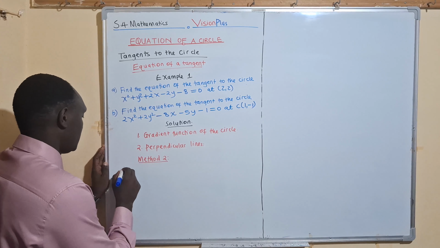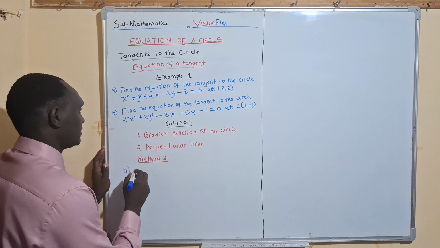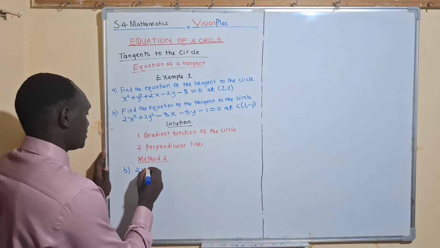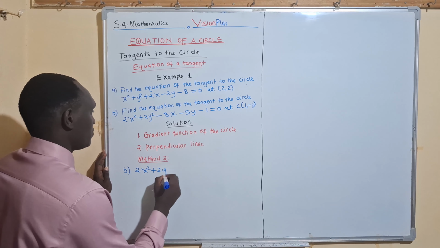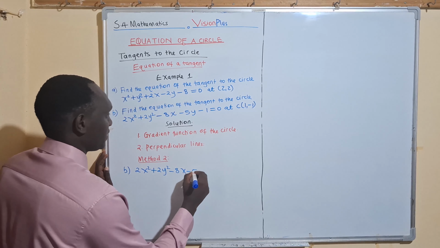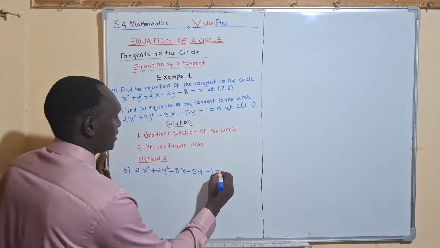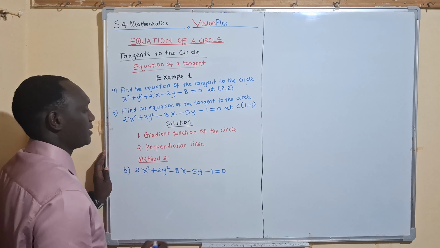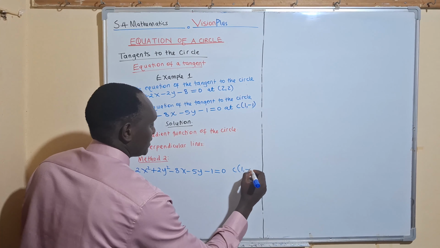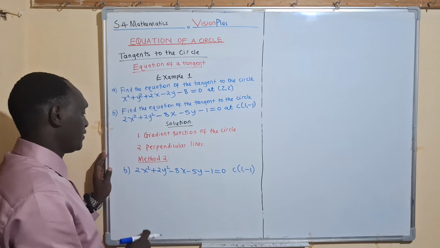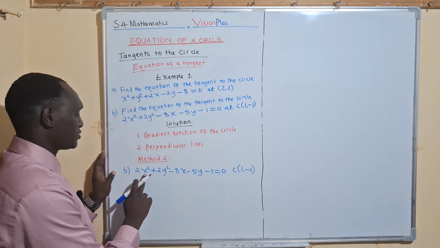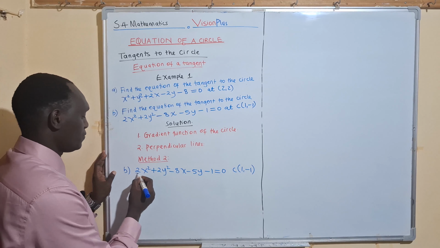And then for part B, it is given that the equation of the circle is 2x squared plus 2y squared minus 8x minus 5y minus 1 equals 0. And the point of tangency is point C, which is (1, -1). If you look at the equation of the circle, the coefficients of x squared and y squared are 2 and 2.